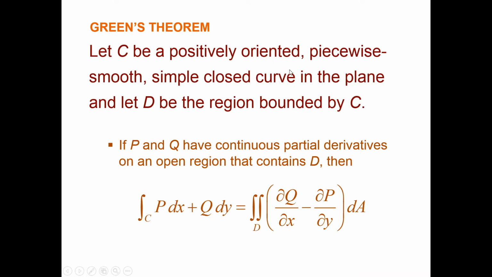Let C be a positively oriented, piecewise smooth, simple, closed curve in the plane, and let D be the region bounded by C. So these are the conditions for a curve to satisfy in order to satisfy the conditions for Green's theorem. So let's state Green's theorem.